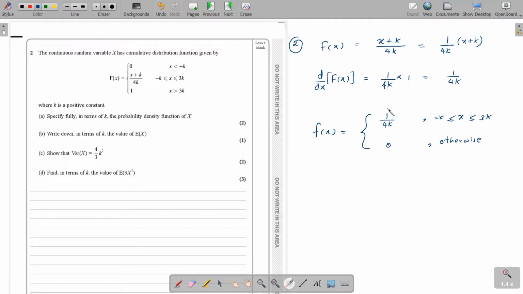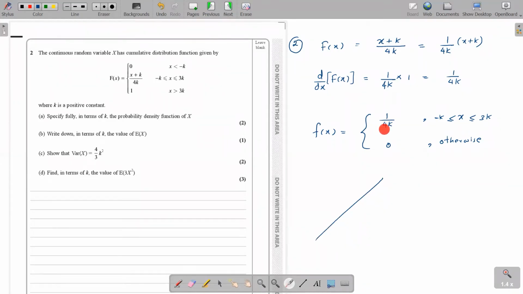What kind of PDF are we talking about here? Now, specifically when it comes to PDFs, if it's in terms of x, then the graph can be a straight line graph, or a graph with a gradient that goes like this for your PDF. But in this case, 1 over 4k is what kind of a graph?